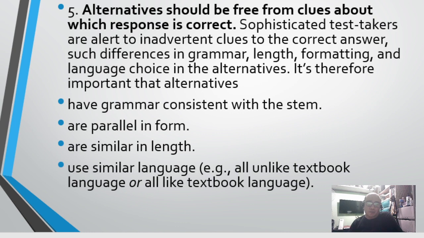Alternatives should be free from clues about which response is correct. So we should bear in mind that test takers are alert to inadvertent clues to the correct answer. So such differences in grammar, length, formatting, and language might be a clue for them to easily select the best answer. So therefore, it is very important that the alternatives should possess the following.